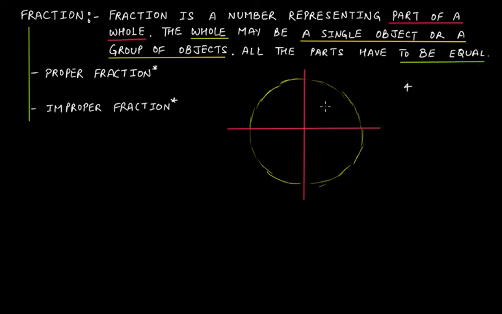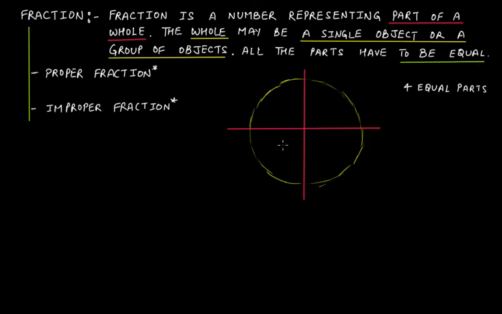Remember always, this is equal to this. So I have made 4 equal parts. The 4 is telling you into how many parts your pizza, or anything that you are considering, has been divided. This is one part, this is one part, this is one part, and this is another one part. All these make 4 equal parts.